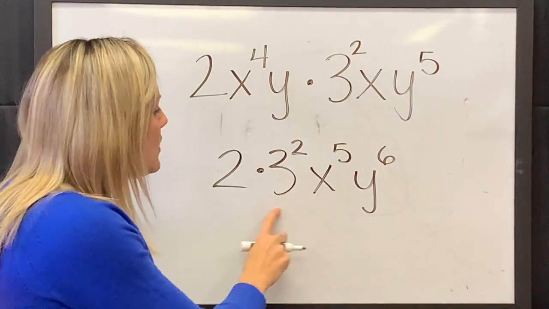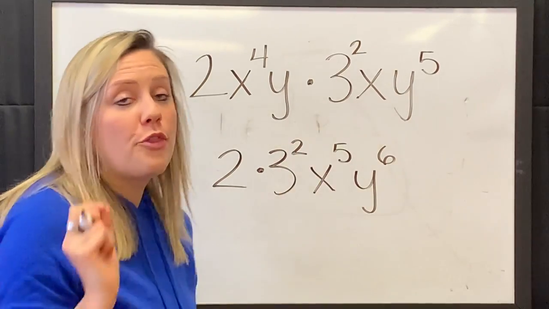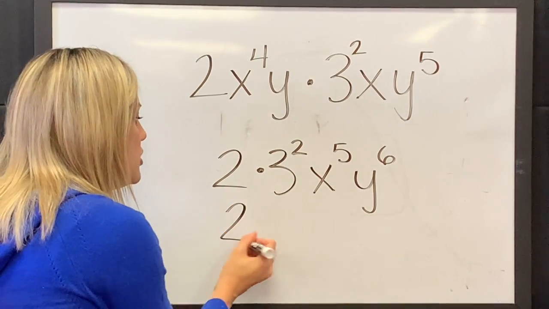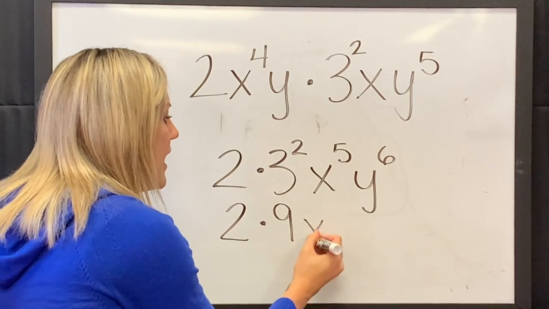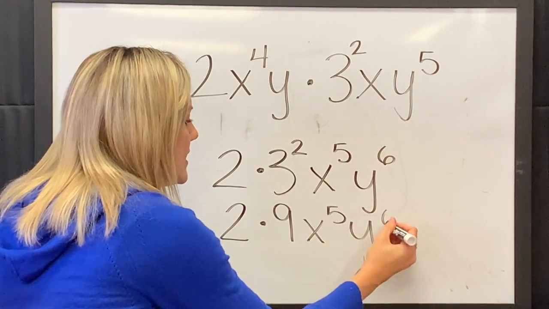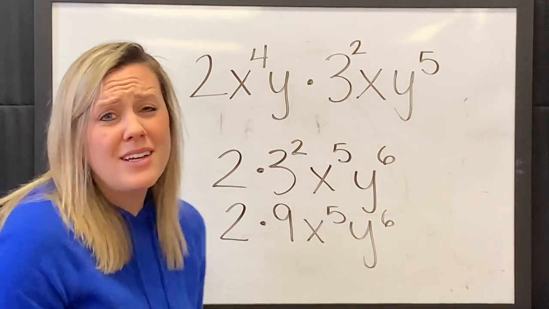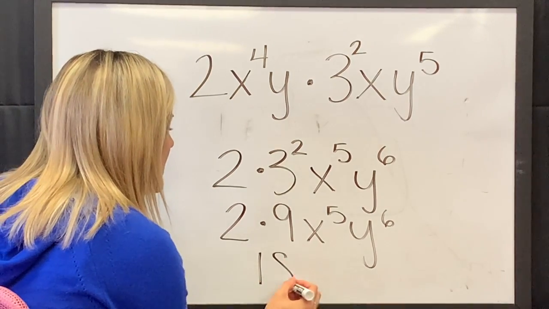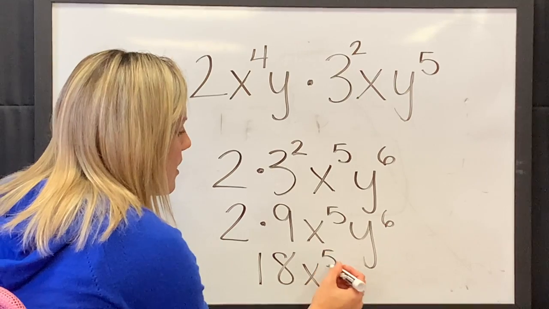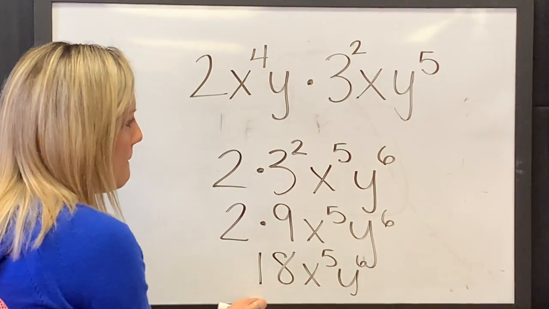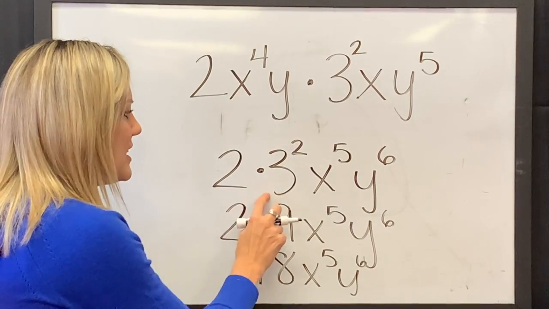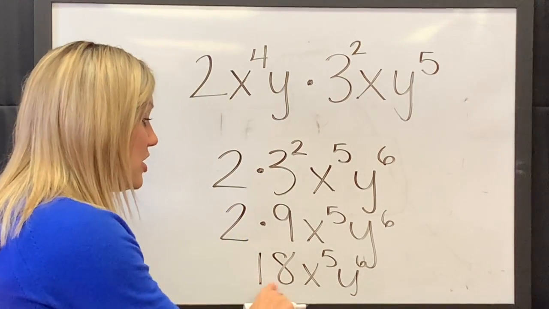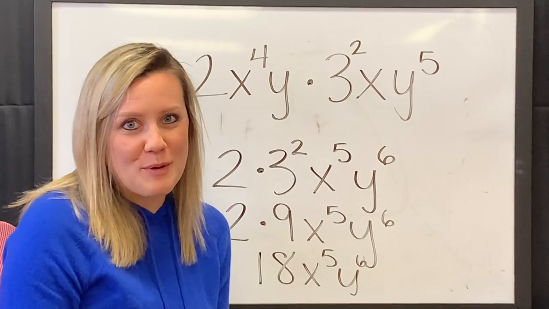Okay, I just want to simplify this a little bit. So if you remember, 3 squared means 3 times 3, which is 9. So essentially, I have 2 times 9, and then I have my x to the 5th, y to the 6th. I'm just going to simplify this all the way because it's not a huge number, so it makes it pretty easy. 2 times 9 is 18, and then I have my x to the 5th, y to the 6th, and that would be the best way to write your answer. Usually, especially when you have smaller numbers, you might as well just multiply them out and write that in your final answer.